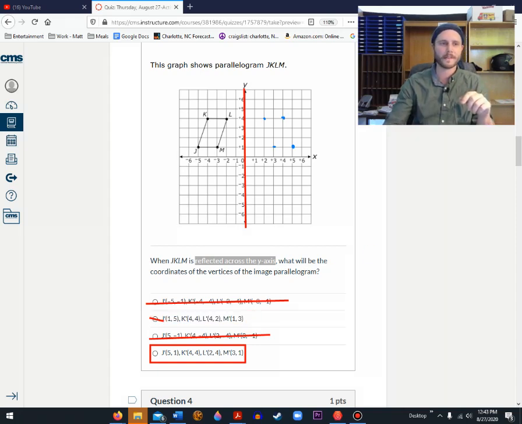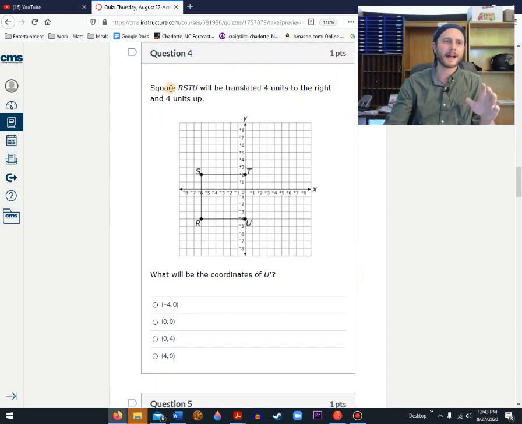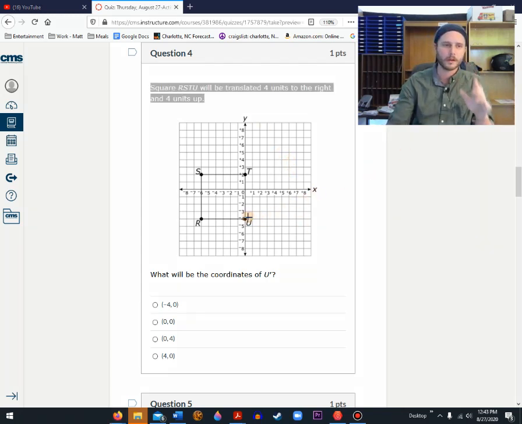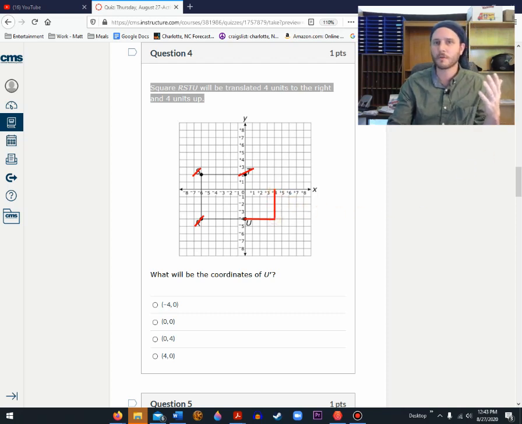Moving on to the next problem, number 4. After this square is translated 4 units to the right and 4 units up, what would be the coordinates of U? So for this one, we're going to take U. We're not going to worry about T, S, and R. We really don't care about the rest of that. For U, we're going to translate it 4 units to the right and 4 units up. So 4 units to the right will be here. 4 units up will be here.